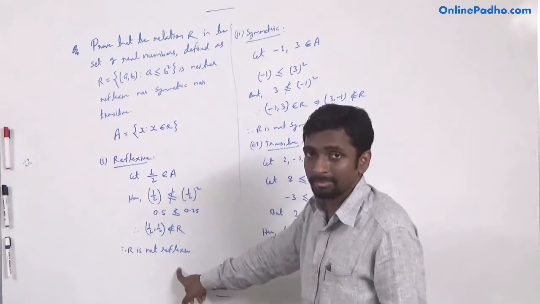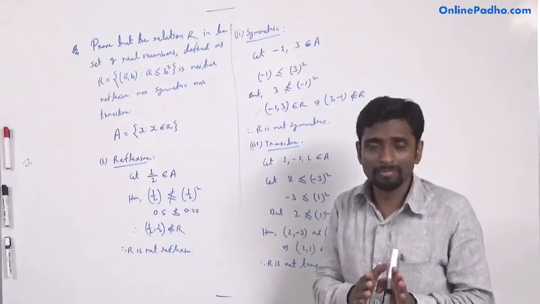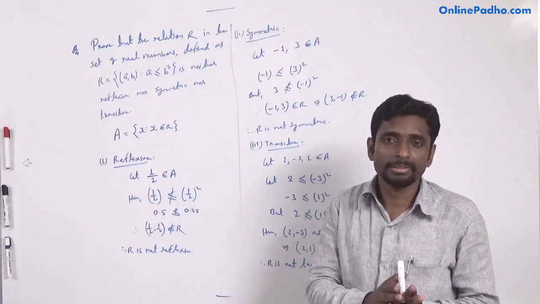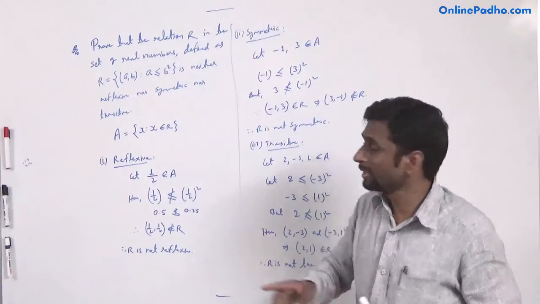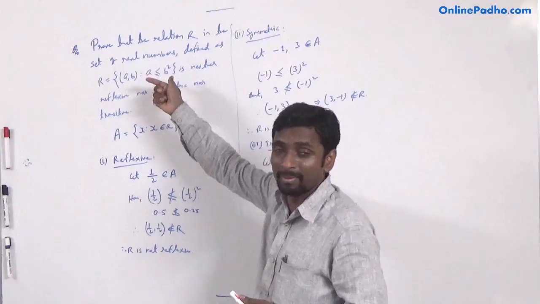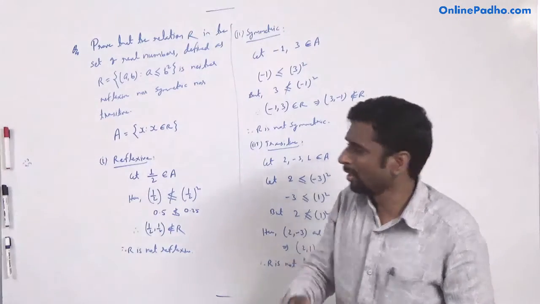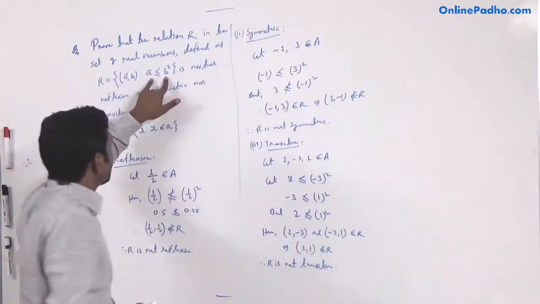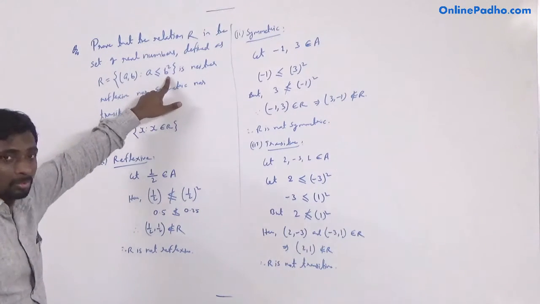R is not reflexive, not symmetric, and not transitive. In the case of "not", we can take any example which does not satisfy the given relation. You can also solve the question related to A is less than equal to B, or A is less than equal to B cube, or A is less than equal to B to the power 4.